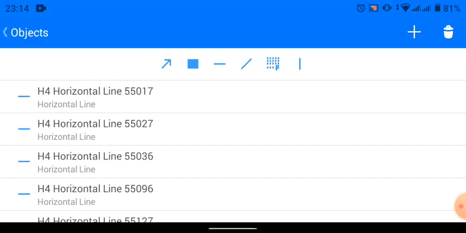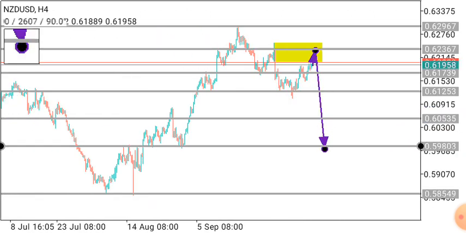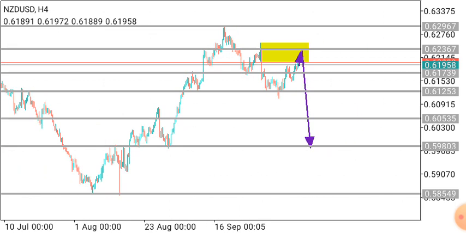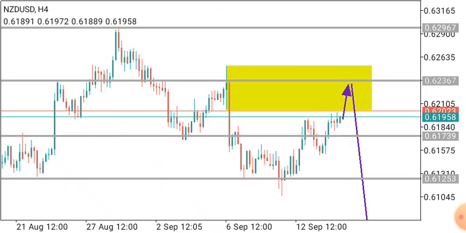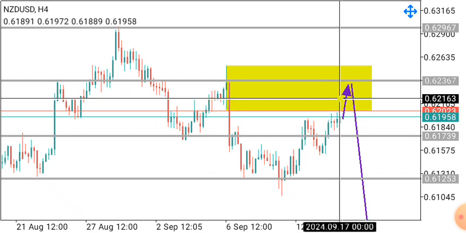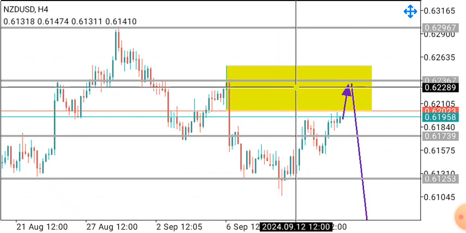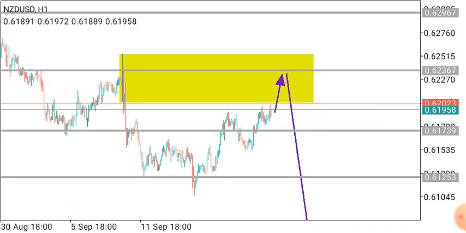tap into this area before it could shoot to the downside and break all the structures to the downside and test all the areas of inefficiency that the market left behind whilst it was on that uptrend. So now it would be nice to see the market do something like this, tapping into those highs, and then we will allow the market to give us those entries.